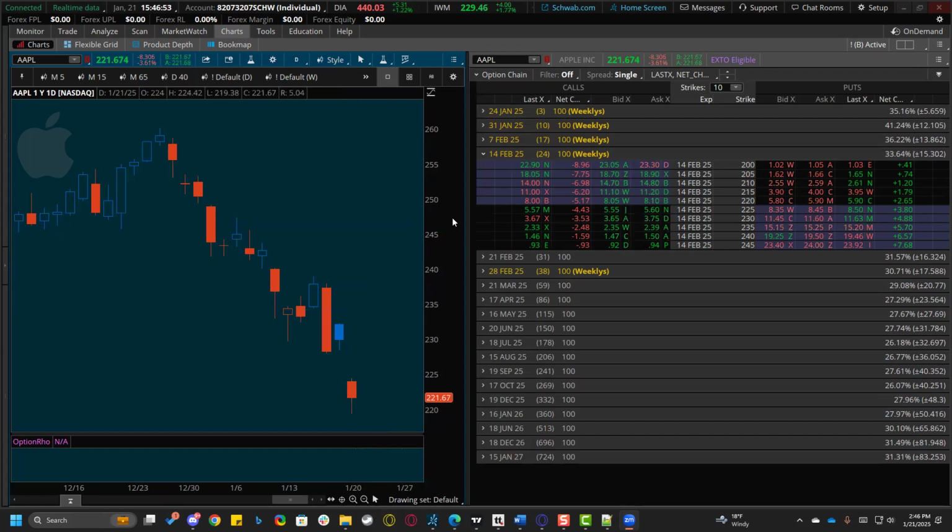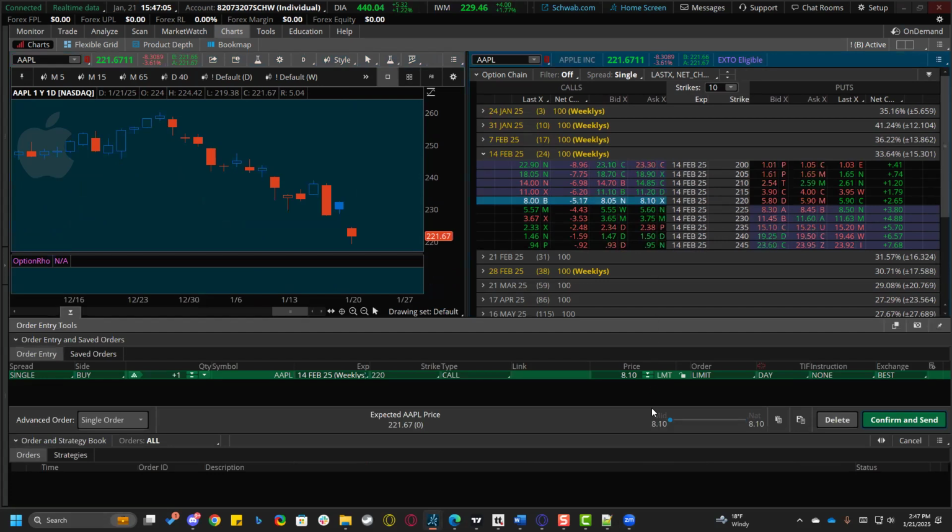I've got Apple here. We can see that it's trying to rise up from that 220 level on the daily. And if we look at the 220 Apple calls, they're trading between $8 and $8.10. We can split the mid, maybe try to land on 8.05. And if we work the order and try to close this, then we would be filling a trade buy to open with a premium of 8.05.